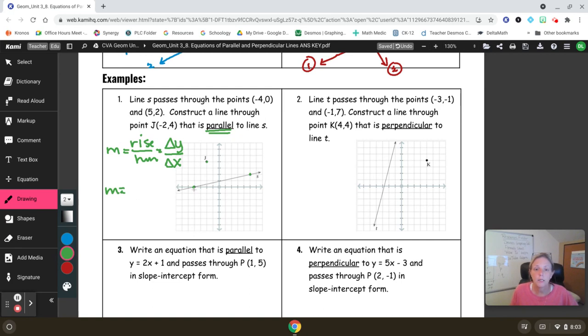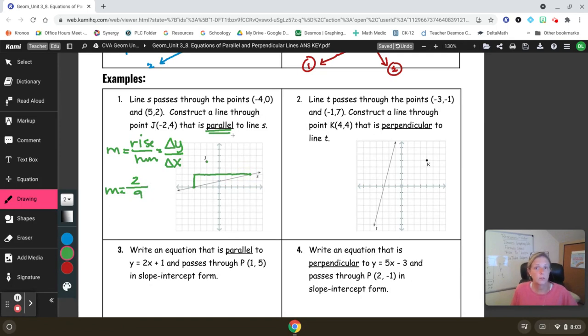For this one, I know that I have a positive slope, and I can count my boxes to see. I have to go up 2, so that means my delta Y is 2. And I have to go to the right 1, 2, 3, 4, 5, 6, 7, 8, 9. So that tells me the slope of my given line is 2/9.